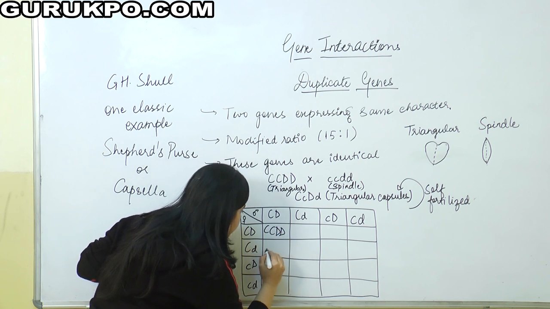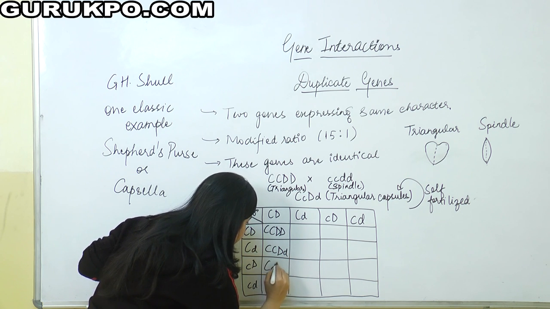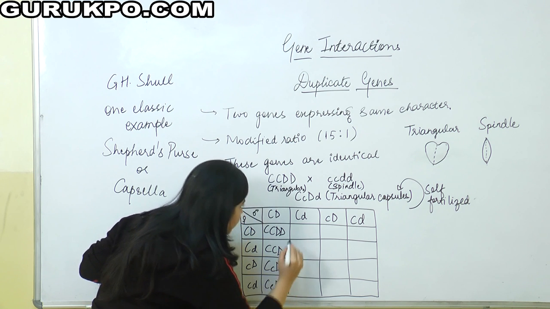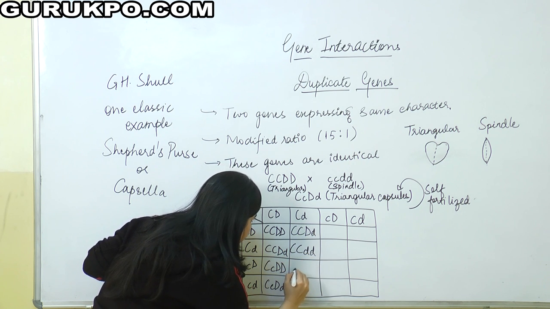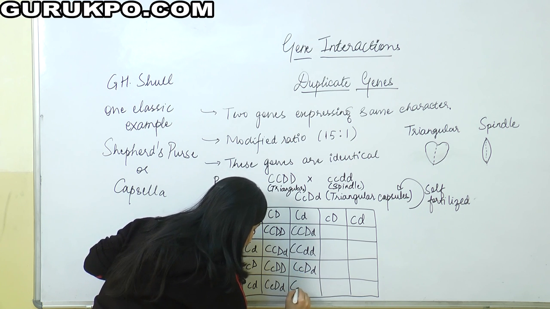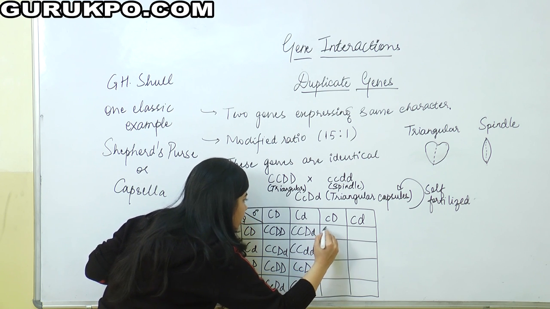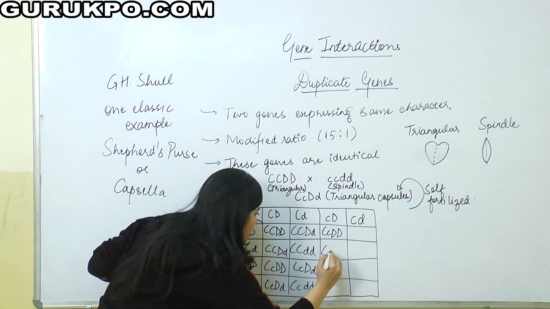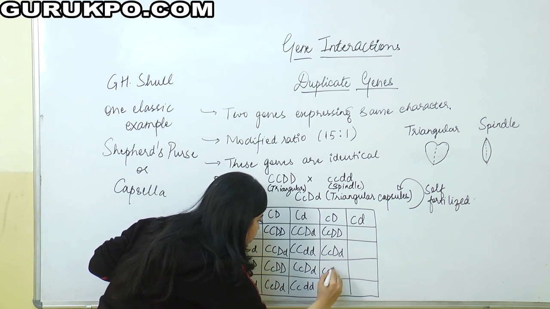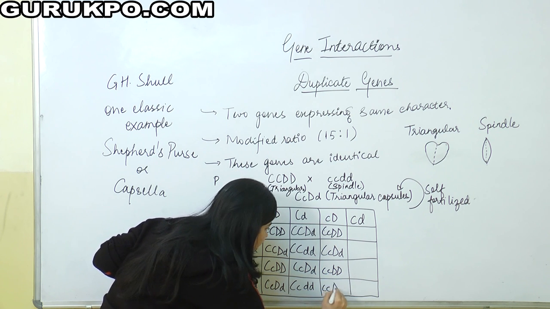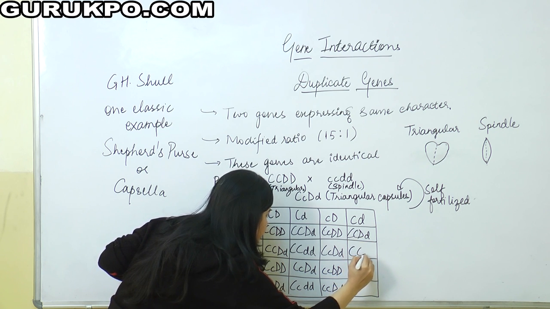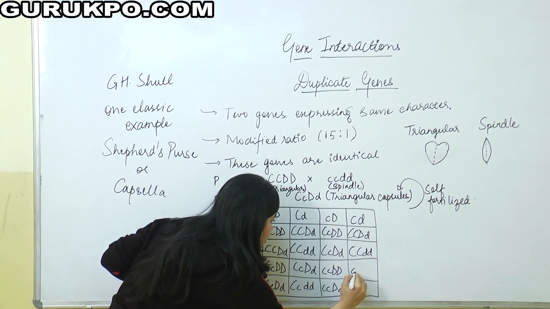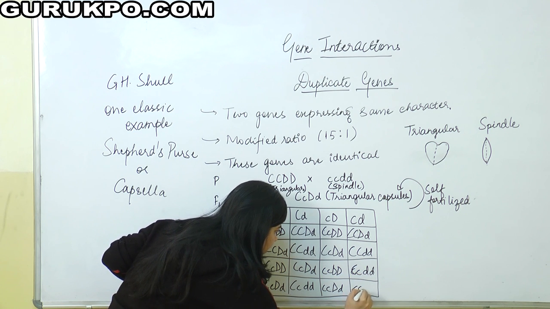So we get CCDD, CCDD, CCDD, and CCDD. Here we get CC and DD, and again CC and DD, capital C, small c, capital D, capital D, and so on, filling in the Punnett square with the combinations of C and D alleles.